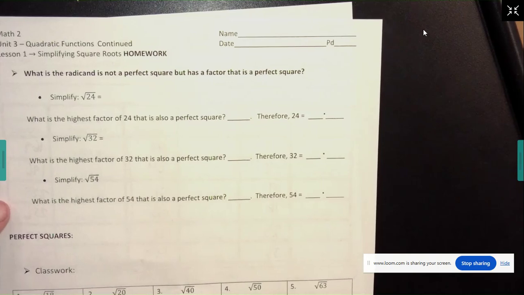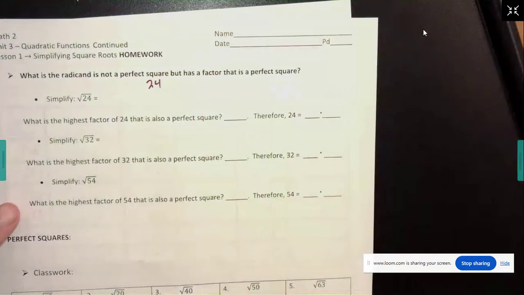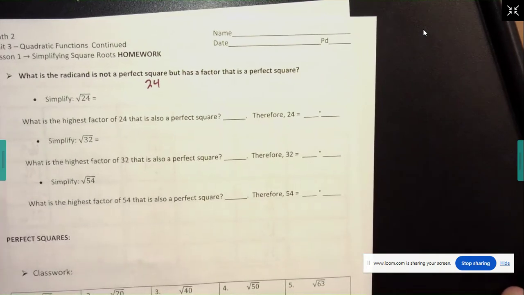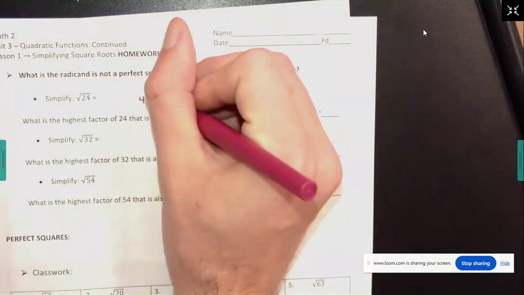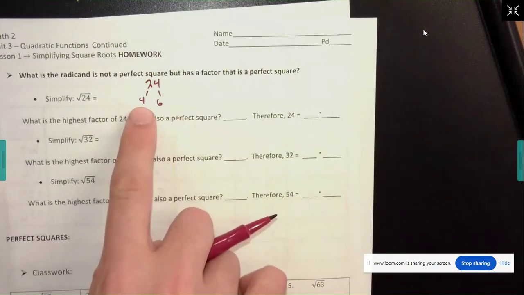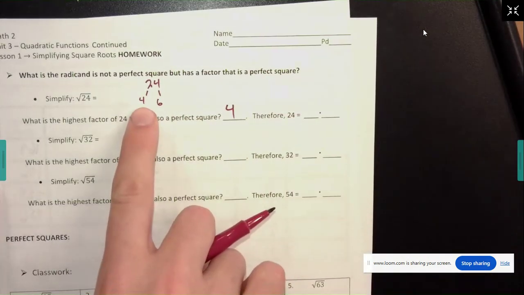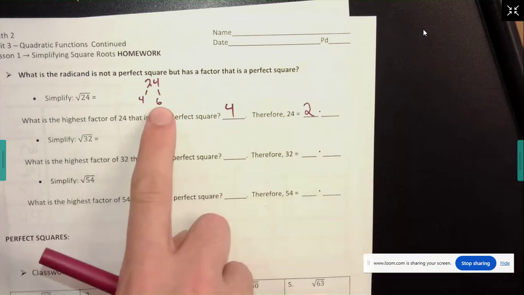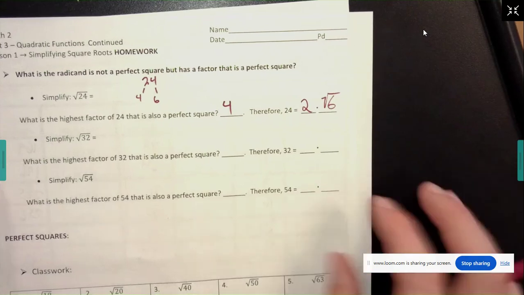So what I can do is take whatever's under that radical and start breaking it down into things that multiply to get 24. So what times what is 24? Well, I could do 4 and 6, right? If I break it down into 4 and 6, 4 is a perfect square. So whatever the perfect square is, I can take the square root of that, put it on the outside, and the 6 is left over. I'll put that on the inside of the radical. I'm going to show you a different way that I like better.